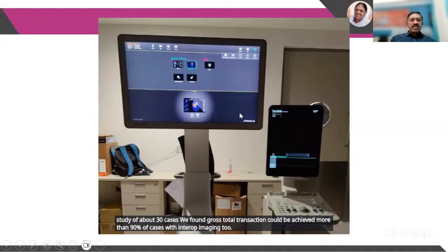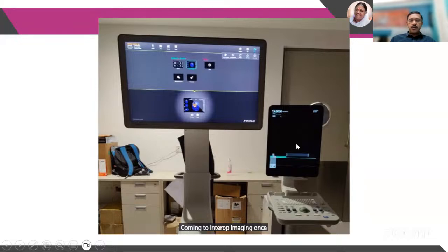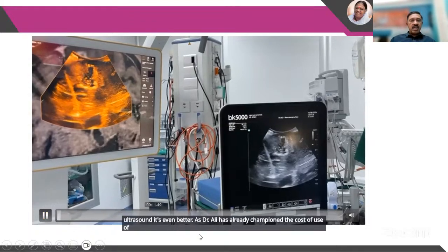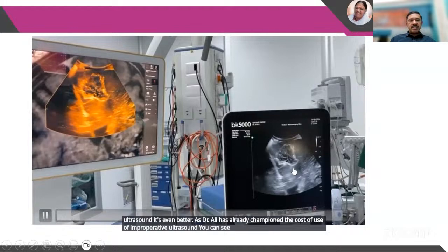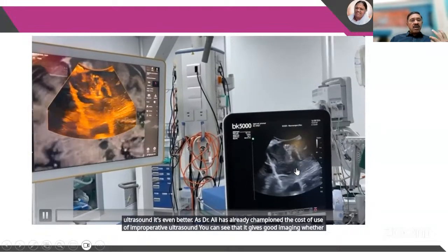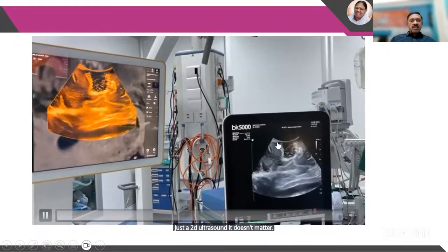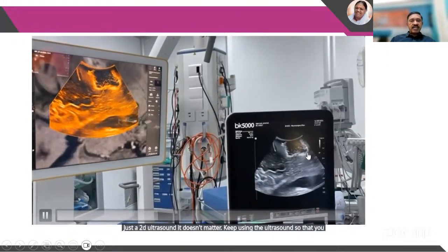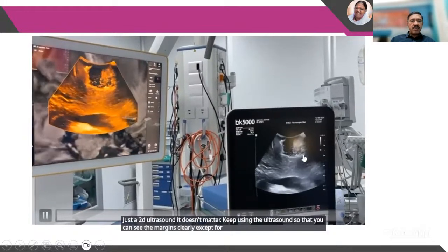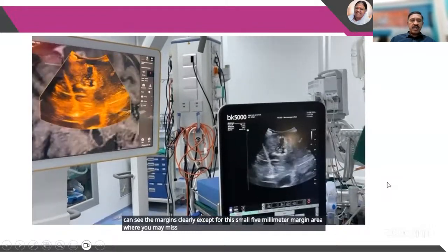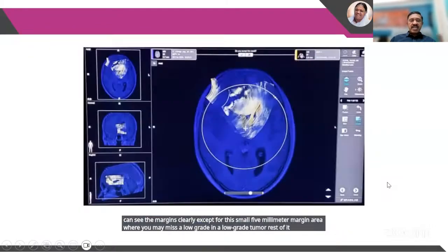Coming to intraop imaging, once you have navigation, if you marry it with ultrasound, it's even better. As Dr. Ali has already championed the cause of use of intraoperative ultrasound, you can see that it gives good imaging, whether you have navigable or just a 2D ultrasound, it doesn't matter. Keep using the ultrasound so that you can see the margins clearly, except for this small 5mm margin area where you may miss a low-grade tumor. The rest of it has been compared in studies and given good outcomes of good resection.